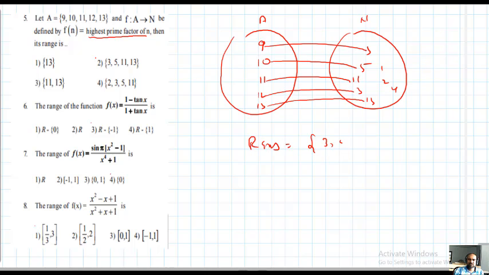equals 3, 5, 11, and 3 again repeated, no problem, 13. I can say 3, 5, 11, 13. 3, 5, 11, 13. I will go with option 2.